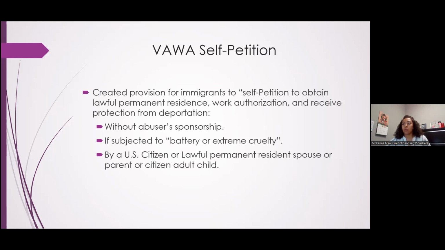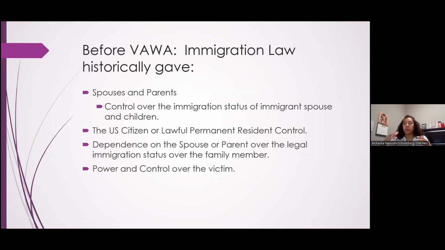And so with that, we'll explain VAWA a little bit more. Before VAWA was enacted, immigration law historically gave spouses and parents who were U.S. citizens or lawful permanent residents control over their family members' immigration status. So if a spouse wanted to apply to become a lawful permanent resident, they needed, under all circumstances, their spouse to sign off on it, accompany them to interviews, that sort of thing.